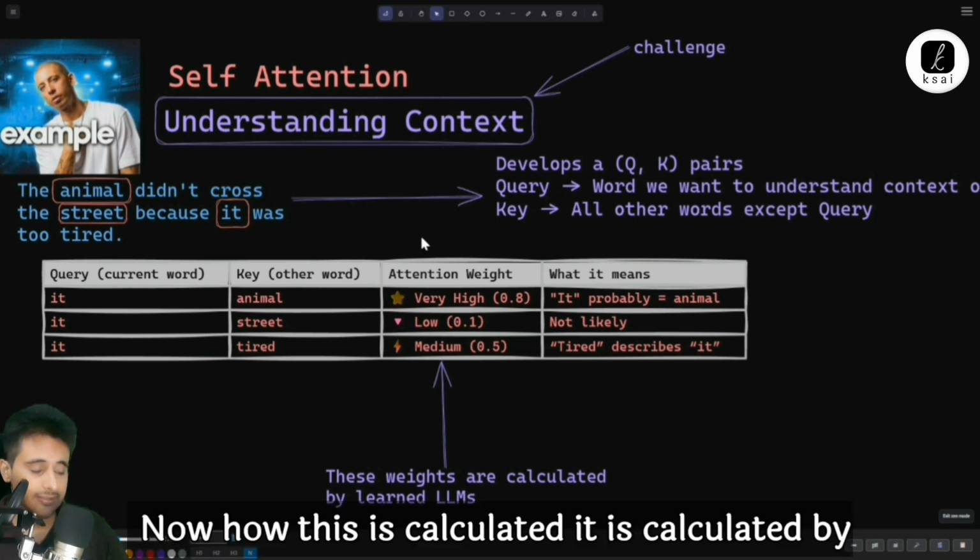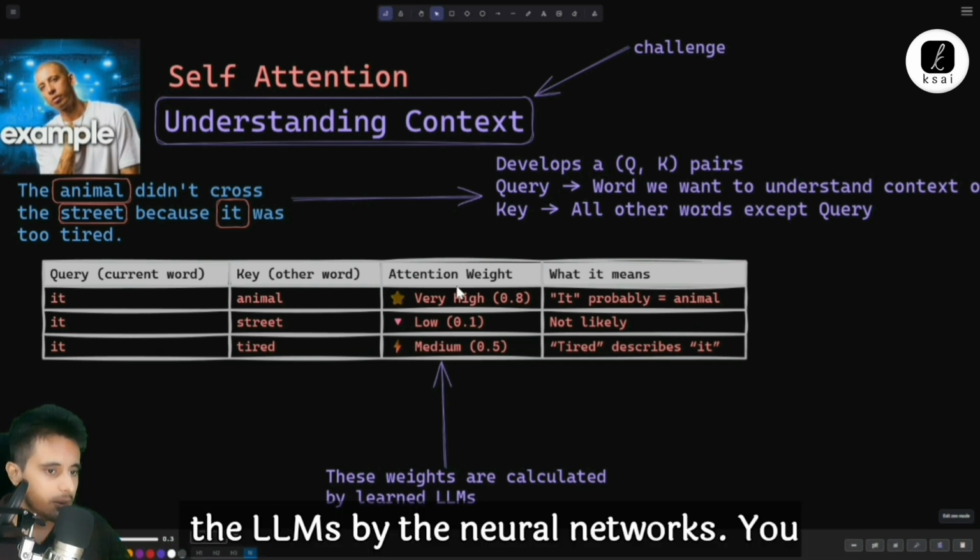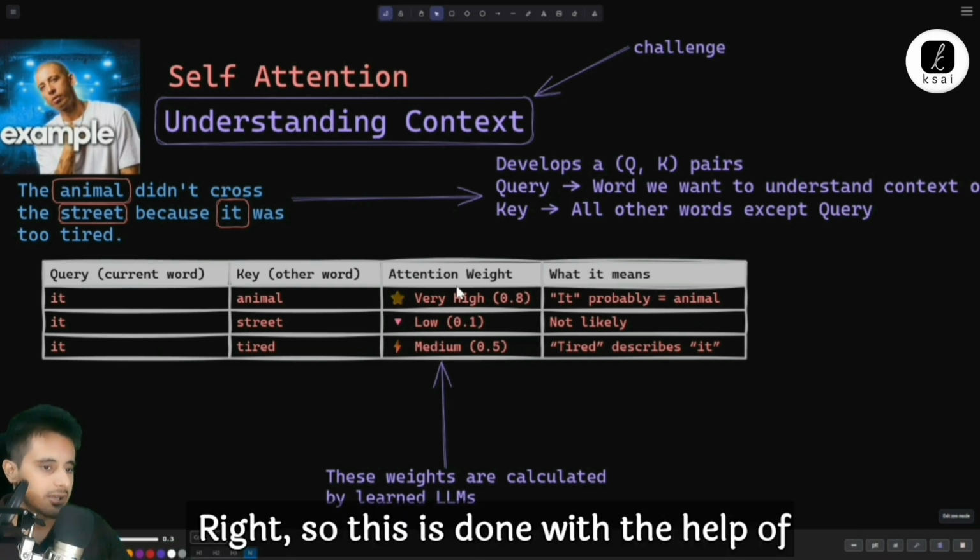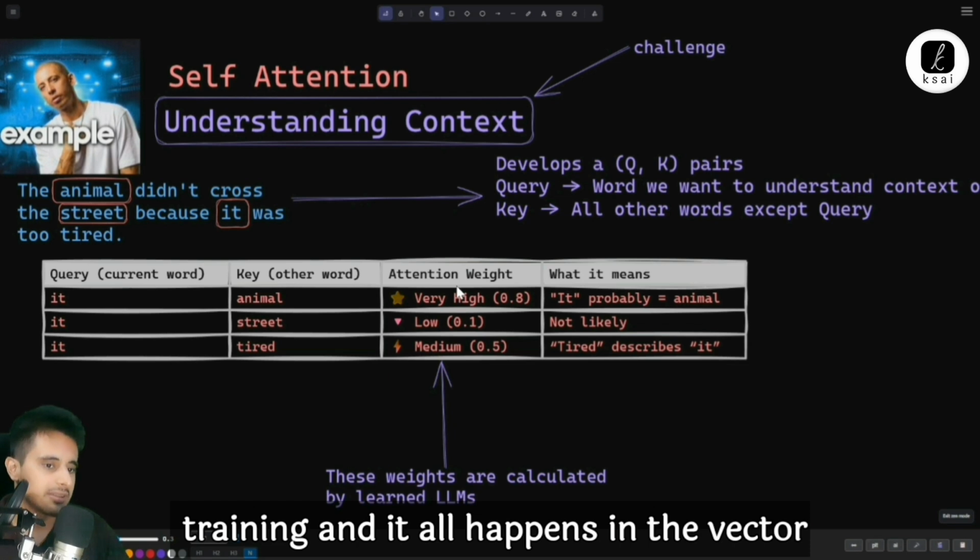Now, how is this calculated? It is calculated by the LLMs, by the neural networks. You actually train it to calculate, right? So this is done with the help of training, and it all happens in the vector space, right?